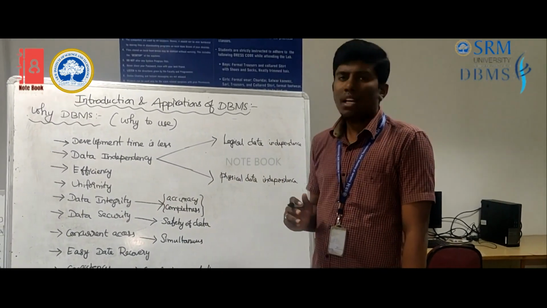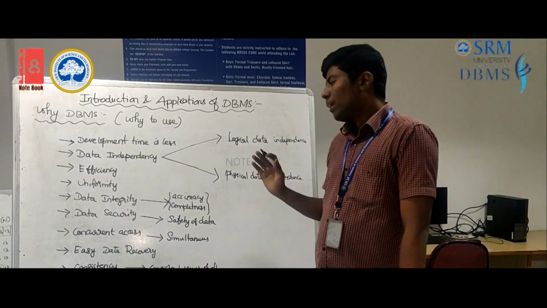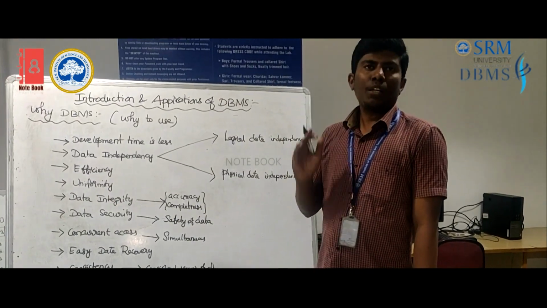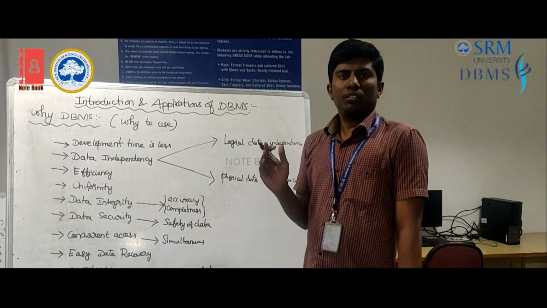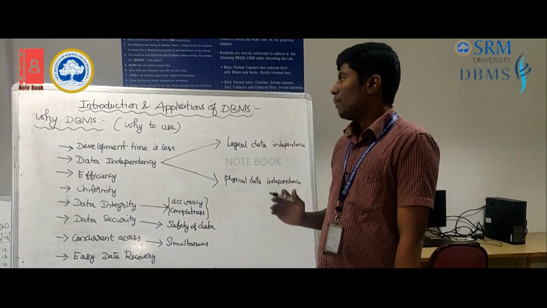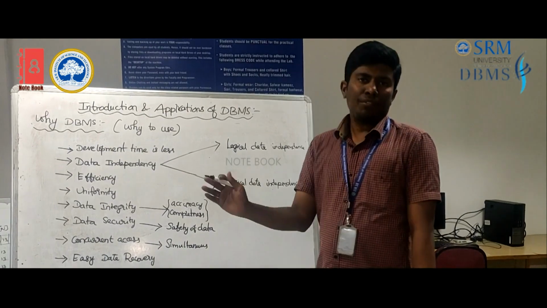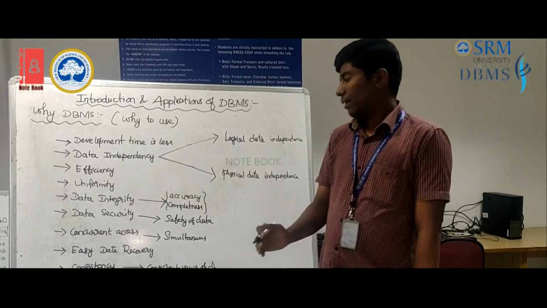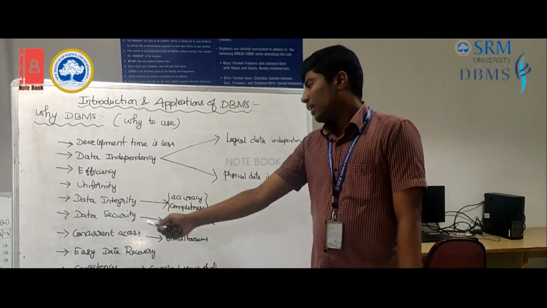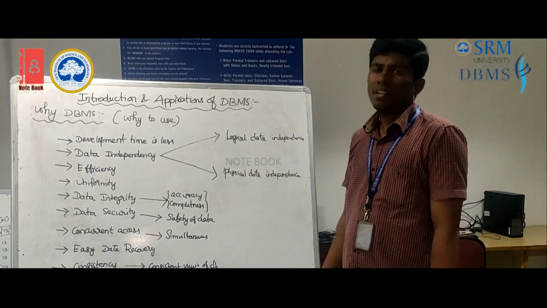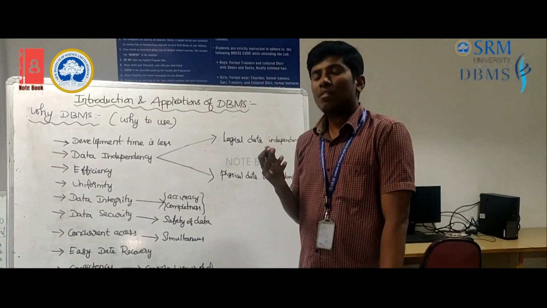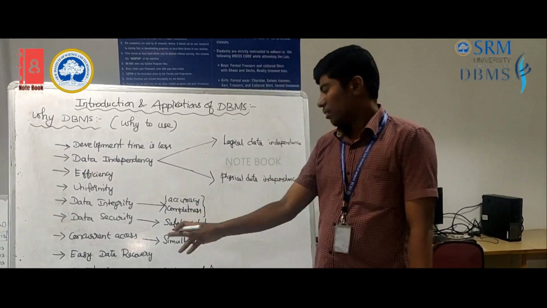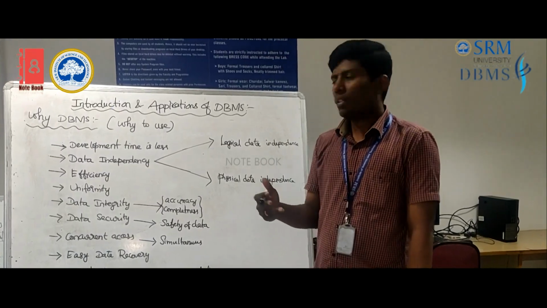Data integrity, where we have the overall accuracy and completeness of the data. Then data security, where security refers to the safety of the data. Each and every piece of information stored in the database should be safe. Safety is the main thing. So the data security is also high compared to the previous system. And we can have concurrent access to the data. Concurrent means simultaneously. So n number of users can access the files in the database without affecting it. Simultaneously users can access the data from the database.